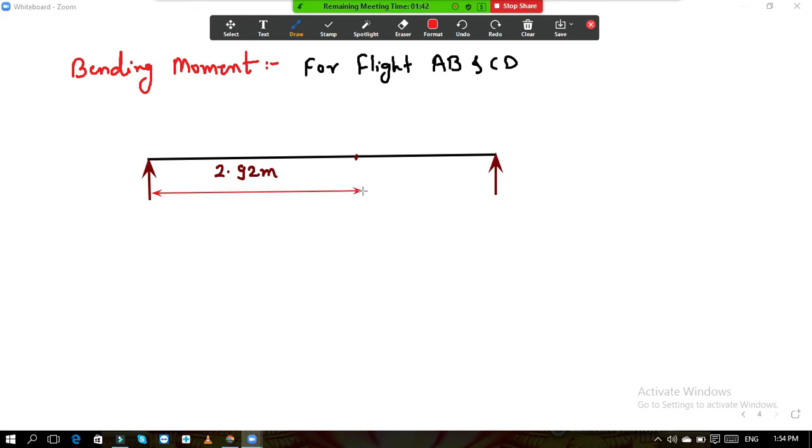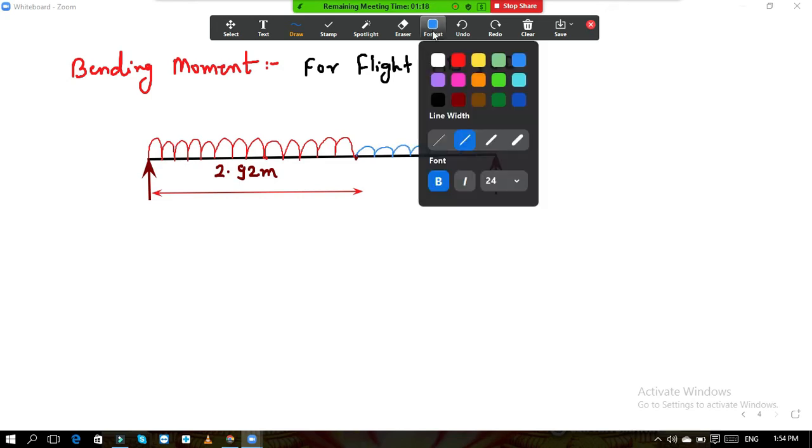So up to this point, UDL is there, which is having higher magnitude. The UDL acting on the flight is there. This is the UDL. And on the remaining portion again UDL is there, but it is on the landing. Landing UDL will be there, which is acting on the landing.